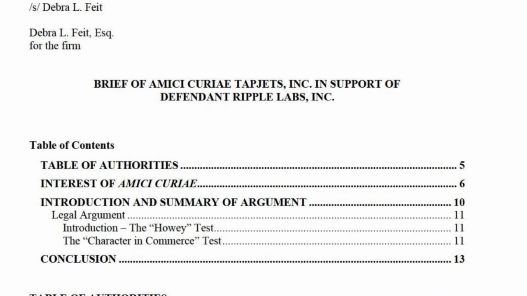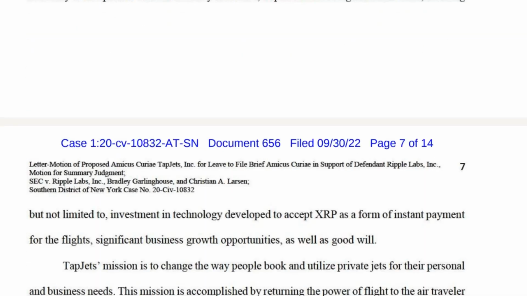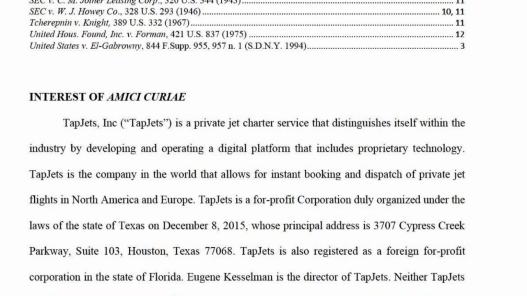Tapjet, which accepts XRP in exchange for its services, claims that such a payment option is vital because it allows you to book flights during non-business hours of banks, while not having restrictions on transactions for transfers. Thus, the company is able to provide its services in real time.